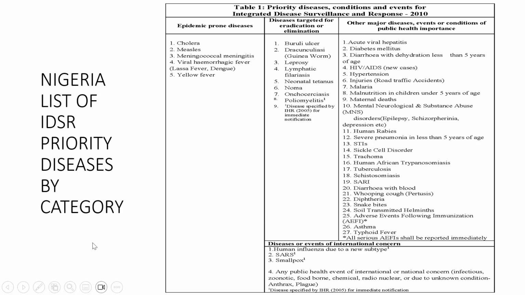And of course, okay, yes, there you have it now. You still have the 4th category at the bottom here. Sorry, I almost missed it. Diseases or events of international concern. So it's the same thing as the WHO list. It's just that we've added a couple of things that are specific to us in Nigeria into this list. So you can go and look at the 2 lists and see what is in our list that is not in the WHO's list, and that may help you.